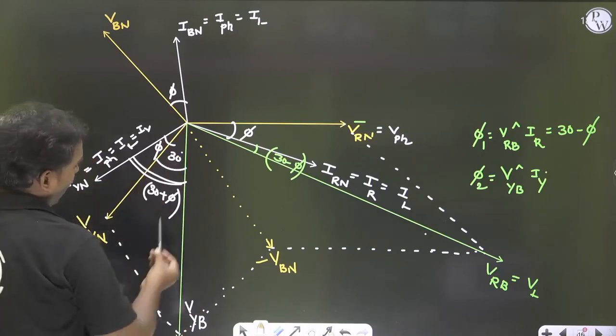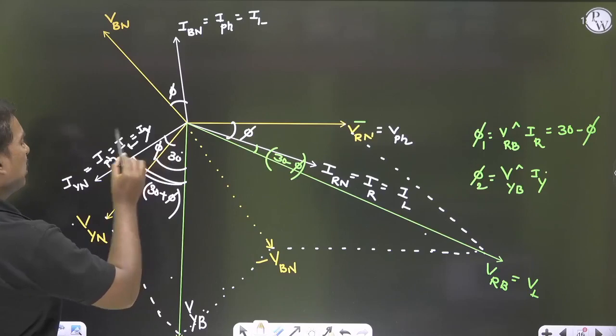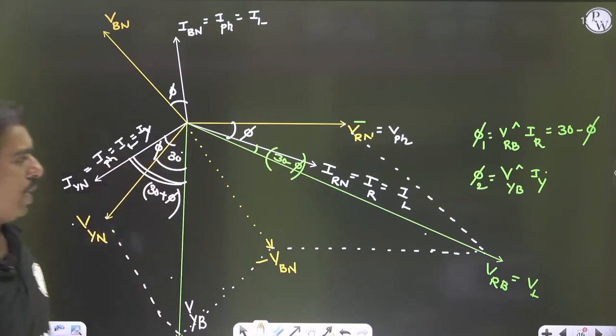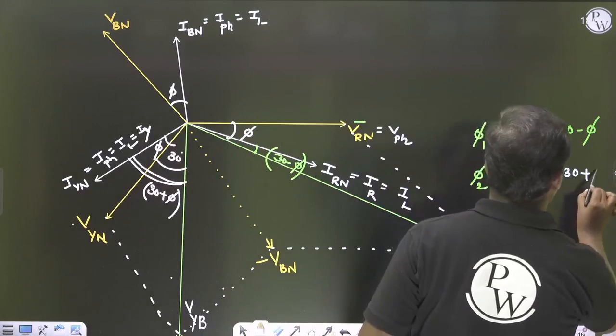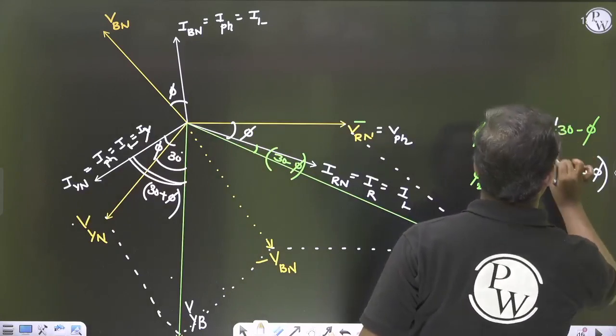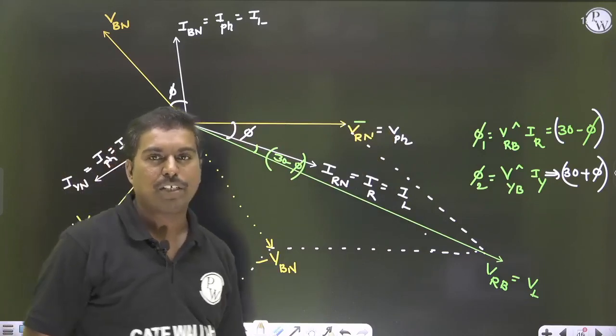But what I want is the angle between this green line and this white line, because this is a line current. 30 plus phi. So the angle is nothing but how much? 30. So finally I got the two phase angles. Now I can go for the power equations.